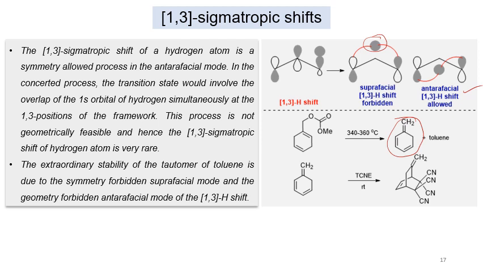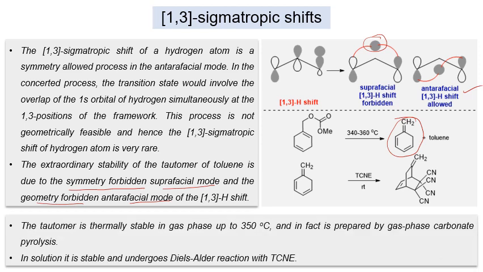Look at this. This is the tautomer of toluene. Now this is highly stable. Surprisingly, it does not convert into toluene. Why? Because this is symmetry forbidden in the suprafacial mode and geometry forbidden in the antifacial mode. This particular compound is thermally stable in gas phase up to 350 degrees. In fact, it is actually prepared at such high temperature by the pyrolysis of this particular carbonate.